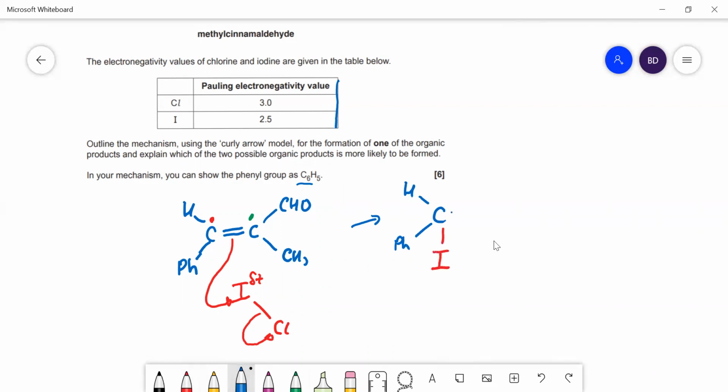So I'm going to get that. This carbon, the other carbon, now has a positive charge on it. It's a carbocation. Now, what kind of carbocation is that? Well, the carbon is attached to 3 others. That's a tertiary carbocation.